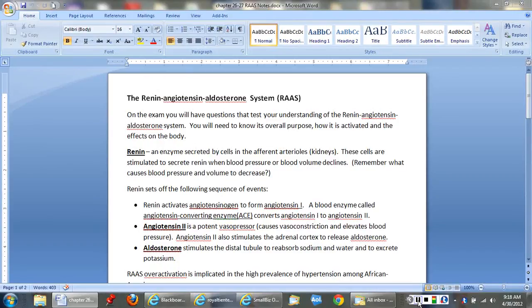So aldosterone tells the kidneys to reabsorb sodium. What that means is send sodium back into the blood. Okay? Now, the whole situation starts because what happens? The RAAS system, what stimulates it? Low blood pressure. So think about why the kidneys would want to reabsorb sodium in that situation.